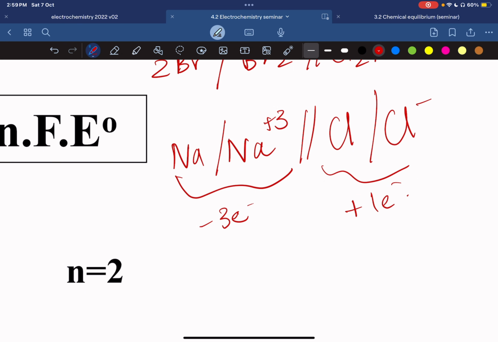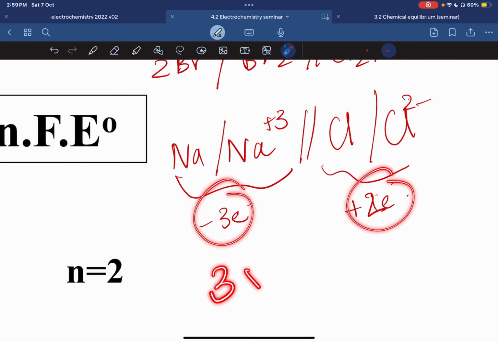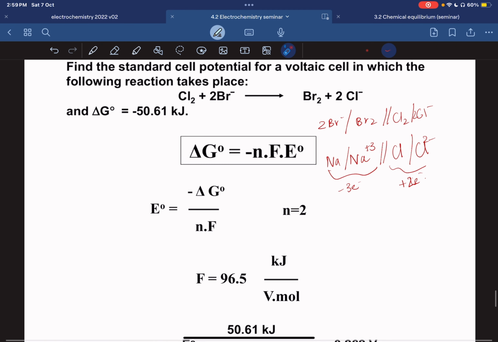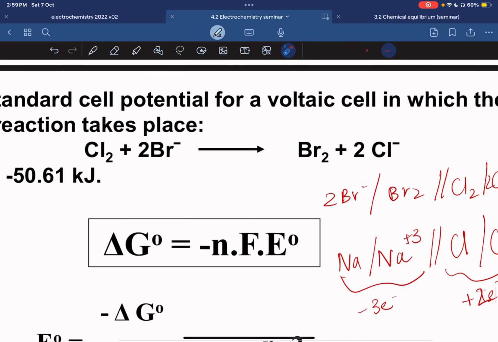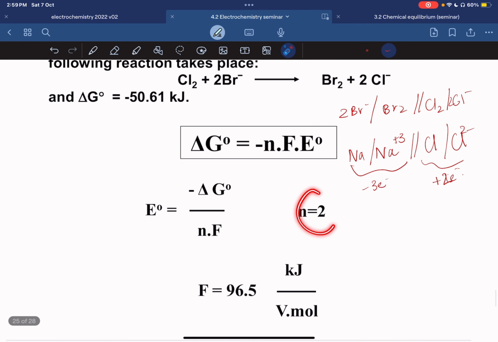Let's say for the same example, it was 2 minus. So it would be 2 electrons lost and 3 gained. They're still different, okay? If they're unequal, then you multiply 3 times 2, which is equal to 6. So your n would be 6. Understand? That's how you find your n. Over here, as I explained, there are 2 electrons being lost and 2 electrons being gained. So over here, n is 2.